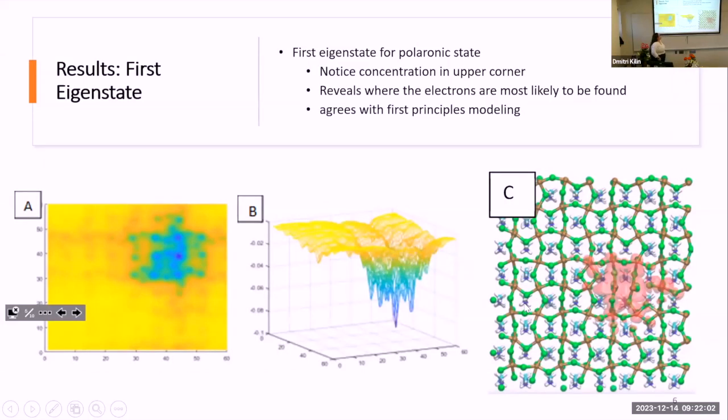Okay, so some of the results. This is looking specifically at the first eigenstate for the Polaronic state. As you can see, there's a really big concentration in the top corner. That shows that's where all the ions are, and the electrons are attracted to the ions because of their charge, so they're all closely grouped in that one corner. You can see it through all three images.